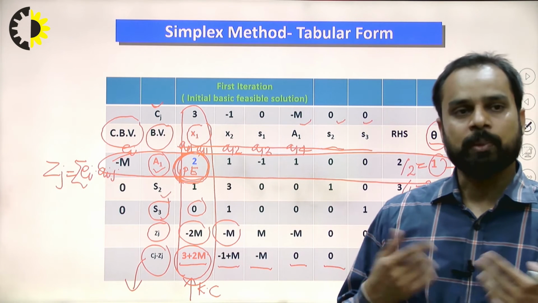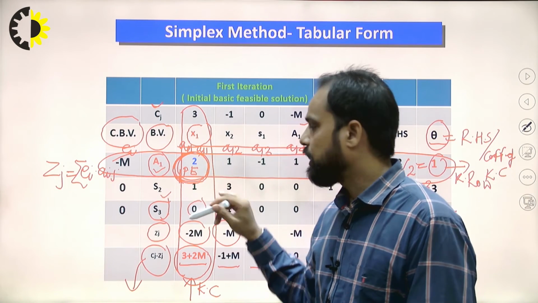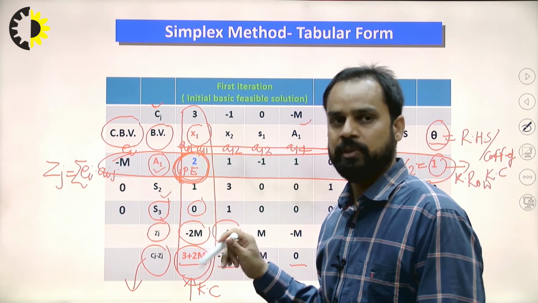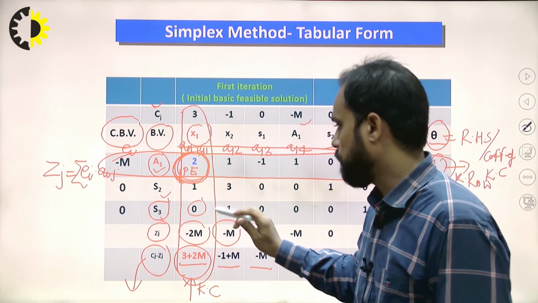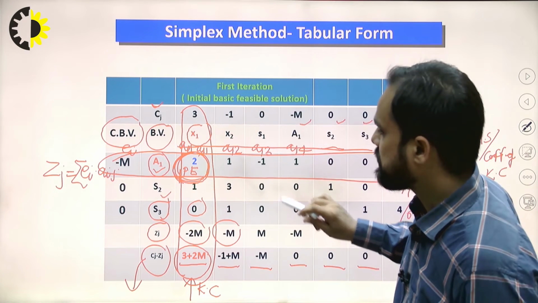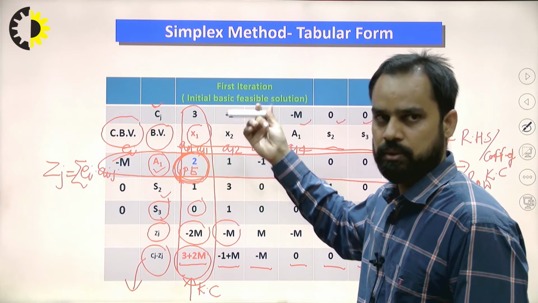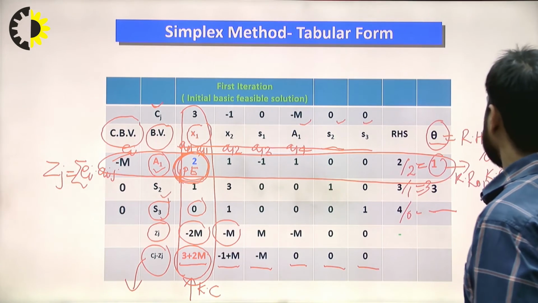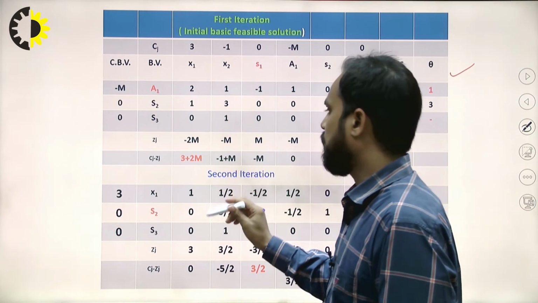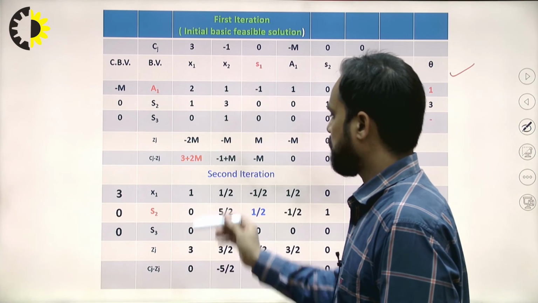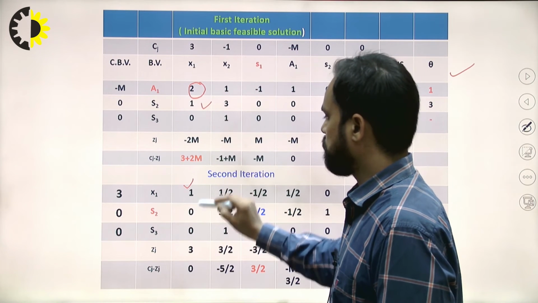In next iteration, by applying the matrix operation, this pivot element must be converted into 1, and other elements in the key column must be 0. Just like this 1 must be 0, this 0 is already 0, no need to convert into 0. So in next iteration, we will see this become 1 and this becomes 0 and 0. This way we have to perform the matrix operations. So we can see easily the same basic feasible solution is here. You can observe here, this value becomes 1, this value becomes 1, this value becomes 0, this value becomes 0.